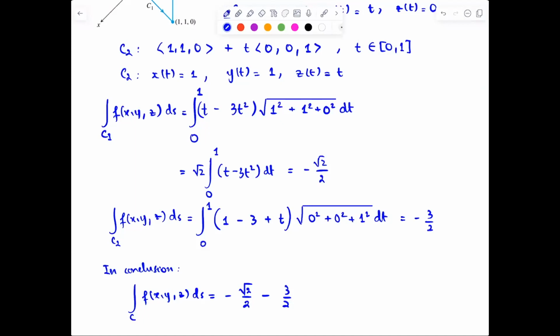That means the area should be square root of 2 over 2 plus 3/2. That's the area. But the region is below a certain line, so therefore you have a negative value. It's not that you calculated it wrong, just that the region is below a certain line.